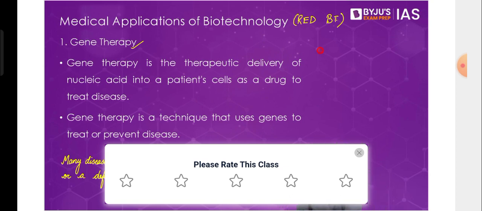So it can be about addition of a gene, or removal of a gene, or modification in a gene.